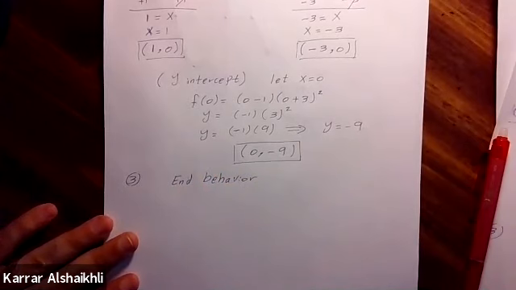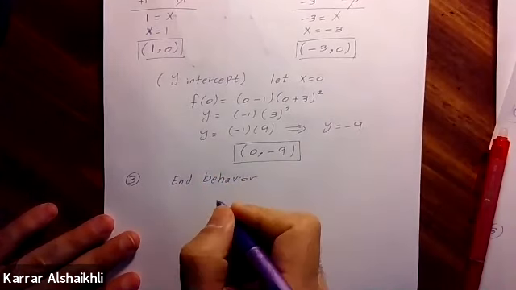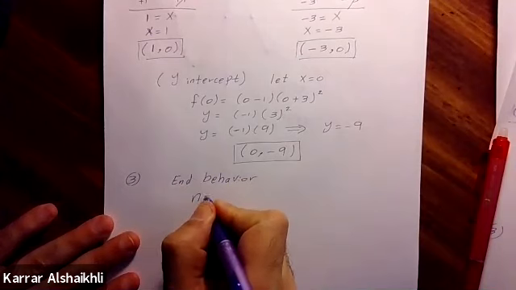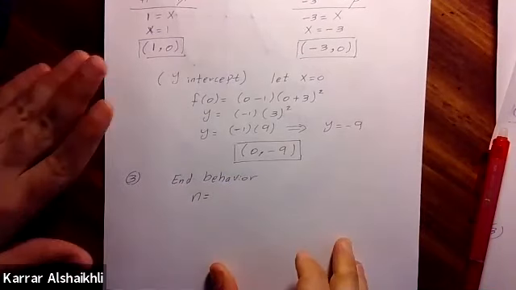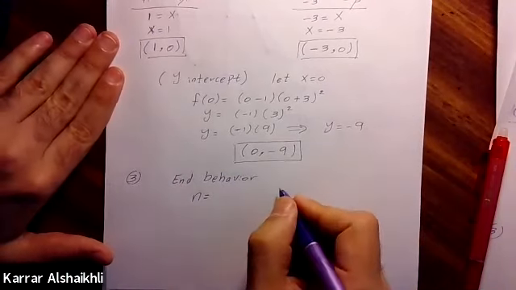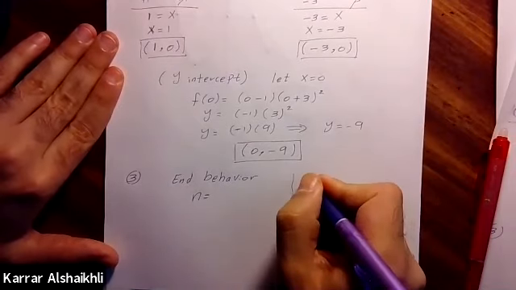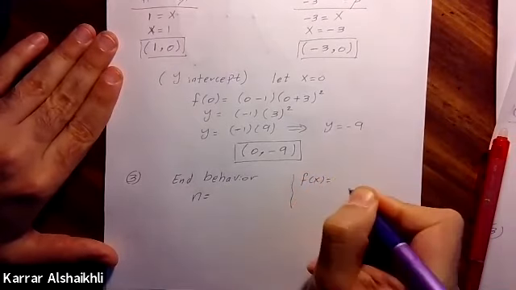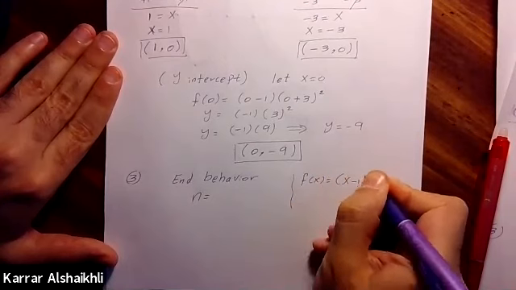So let's find the end behavior. How to find the end behavior? n equals the largest exponent. Here's the important thing. This is really important. Let me write down the polynomial function here, because this is really important.